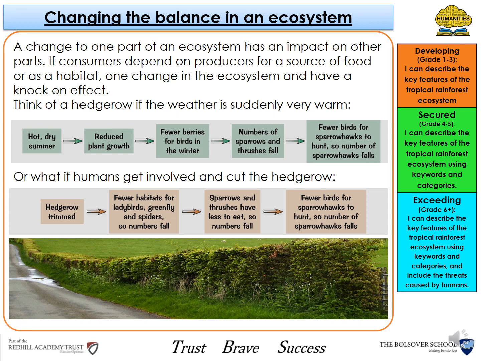Sometimes humans can affect these ecosystems as well. If humans trim the hedgerow, then there's less of a habitat for ladybirds, greenfly and spiders, so their numbers will fall, and therefore the birds that eat them, again the sparrows and the thrushes, have got nothing to eat, and therefore the sparrowhawks have got nothing to eat. So the situation continues.